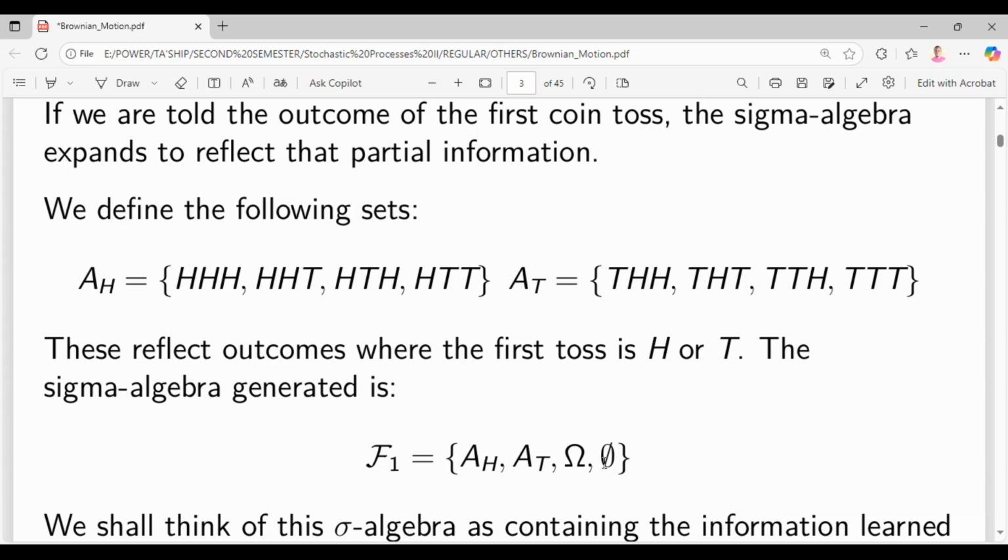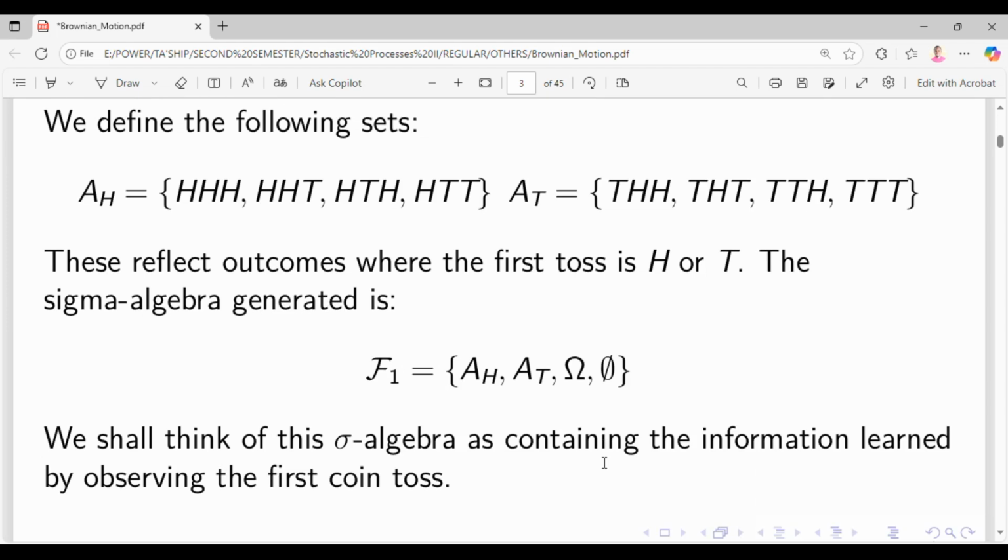Now let's look at something. You realize that F0 is a subset of F1, because F0 was containing only omega and the empty set, but F1 contains even F0 itself. So that means that we can see that the previous sigma algebra is contained in the current one.